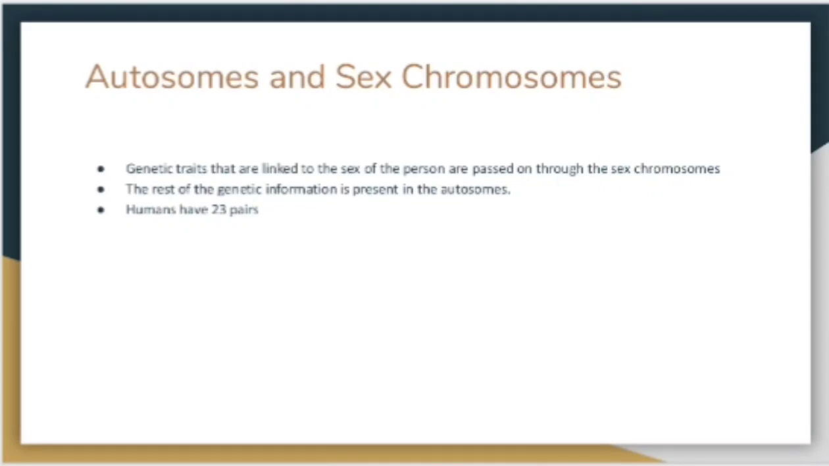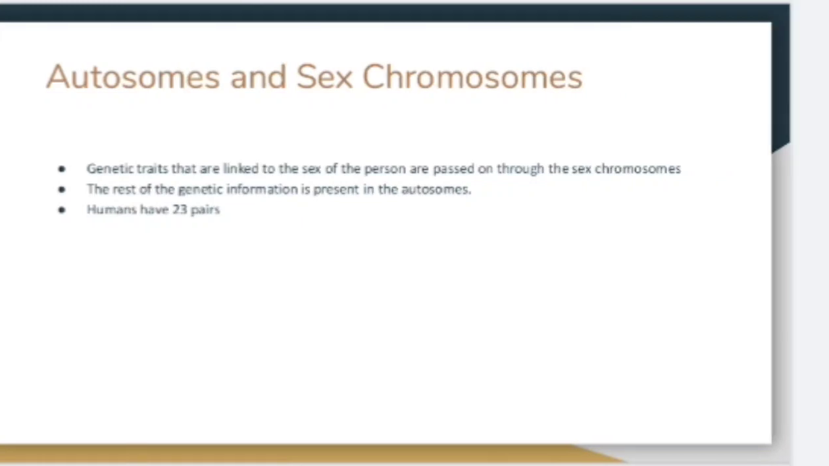Humans have 23 pairs of chromosomes in their cells, of which 22 pairs are autosomes and the rest is the sex chromosome pair, making a total of 46 chromosomes in each cell.